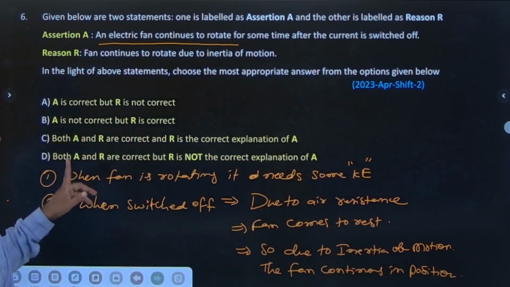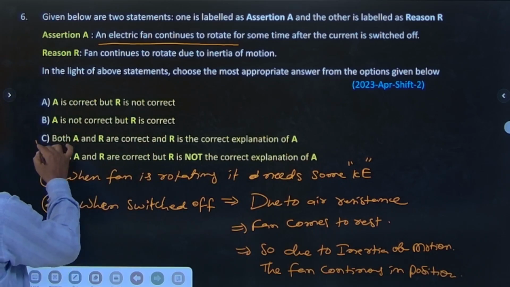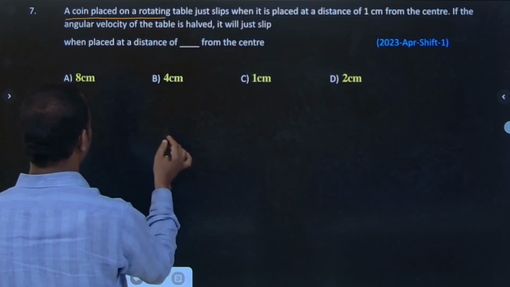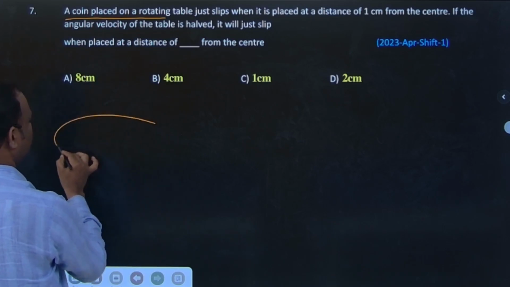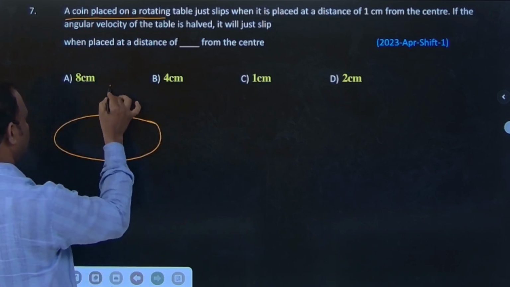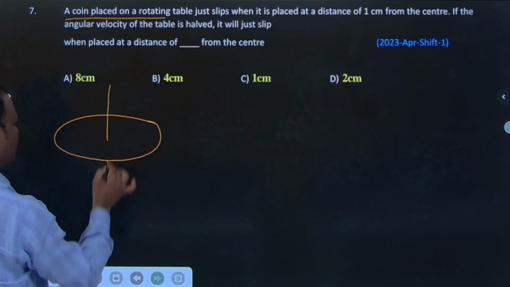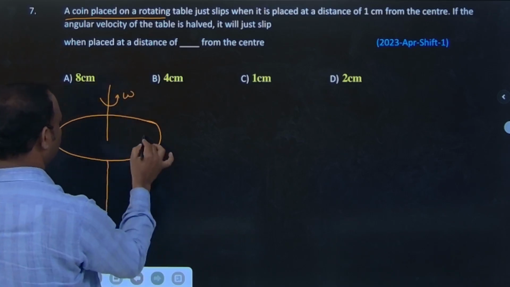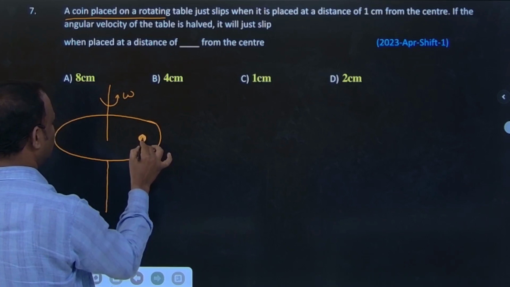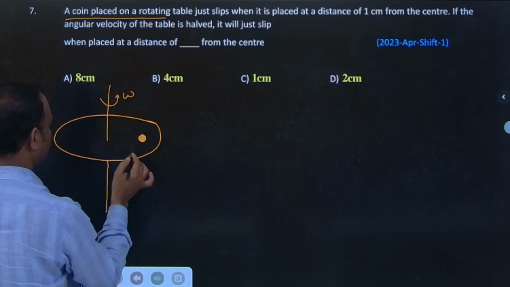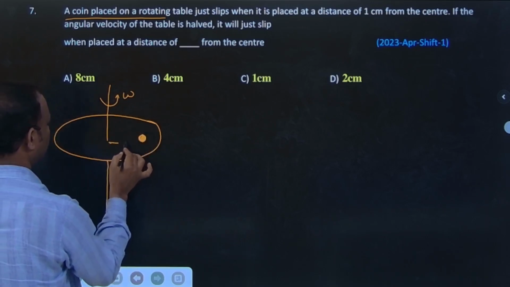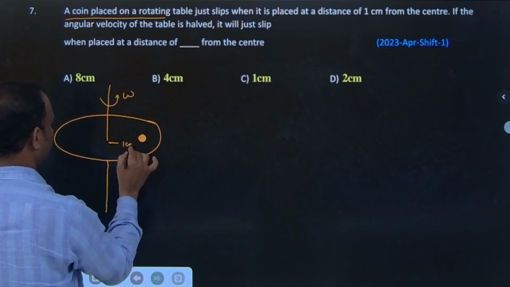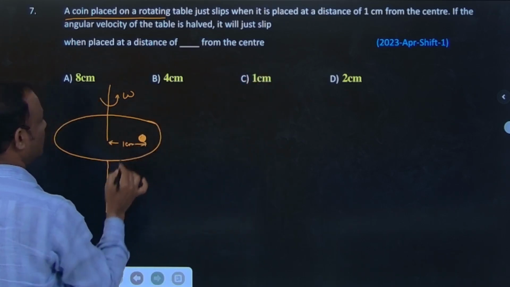Option A is correct and B is the correct explanation of A. A coin is placed on a rotating table. This is the rotating table, rotating about some vertical axis. Its angular velocity is omega. When a coin of mass m is placed here, from the center to here the distance is 1 centimeter.